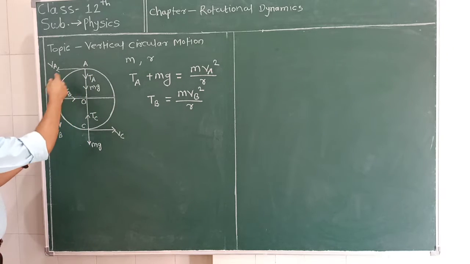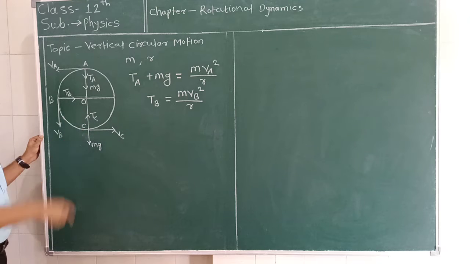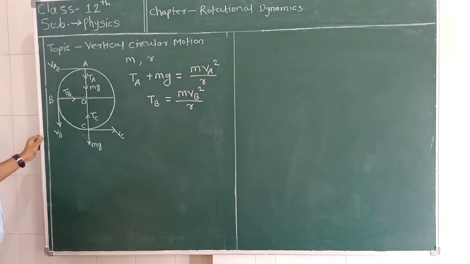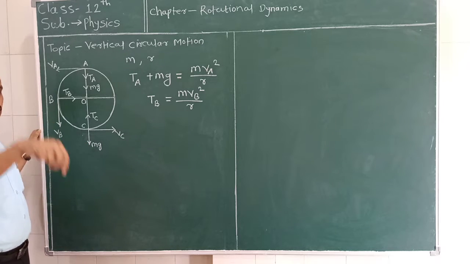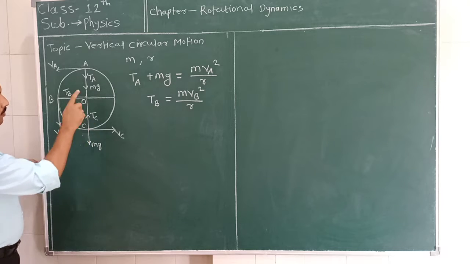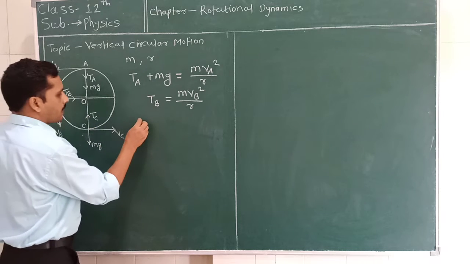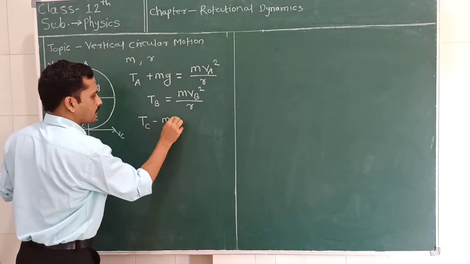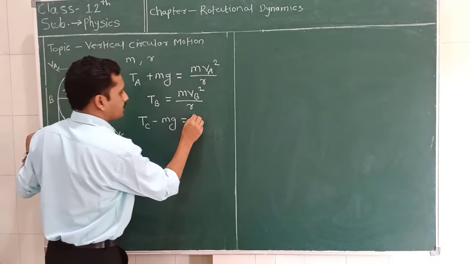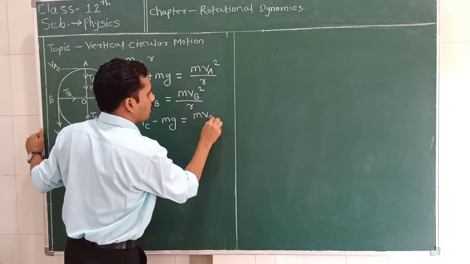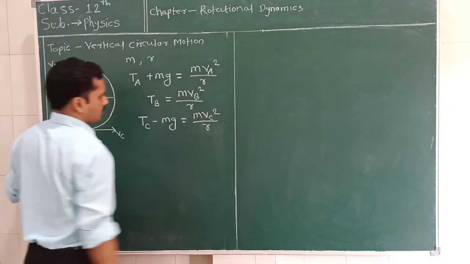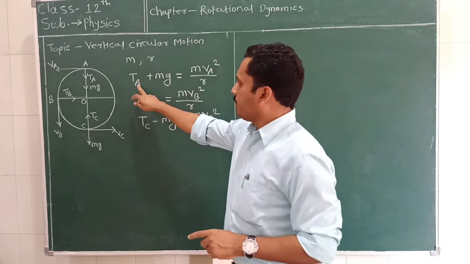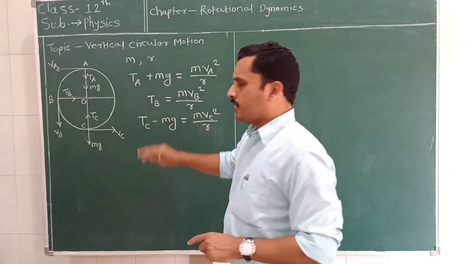Then this metal bob comes to position C, which is the lowermost position. Let the velocity be equal to Vc. In this case, the weight of the object is acting in the downward direction and the tension in the string is acting in the upward direction. Therefore, we can write Tc minus mg is equal to again the centripetal force, which is equal to mVc² divided by r. In this way, we can determine the tension in the string at points A, B and C.